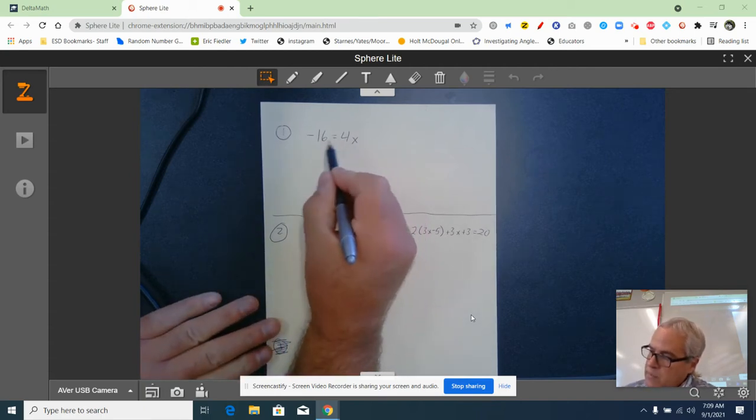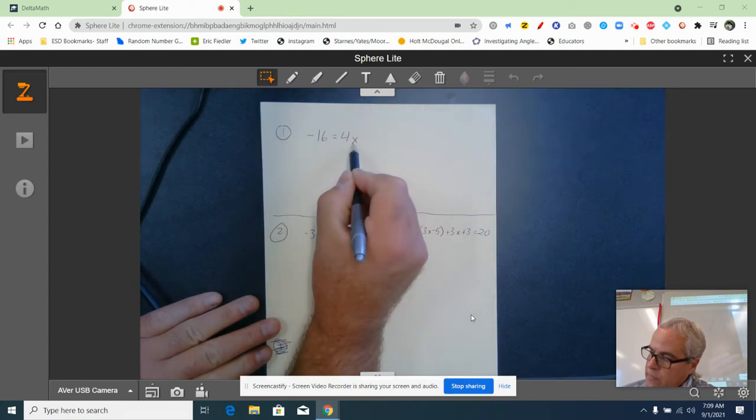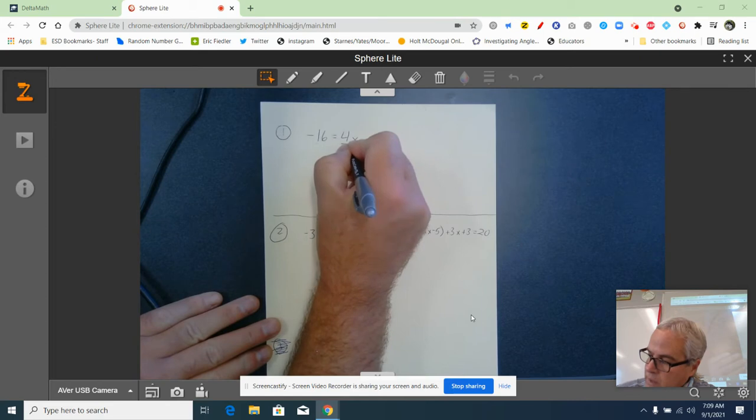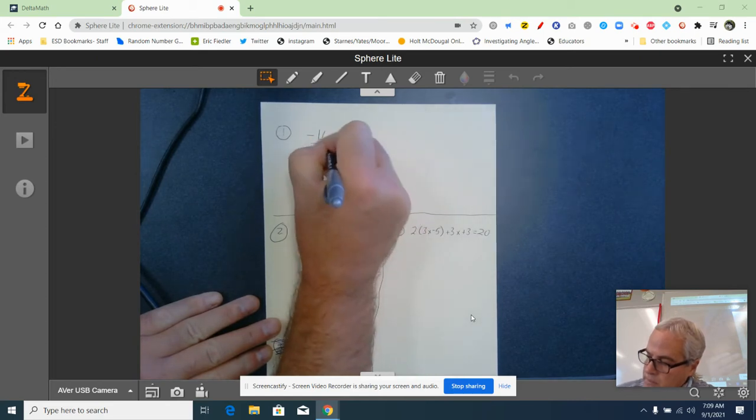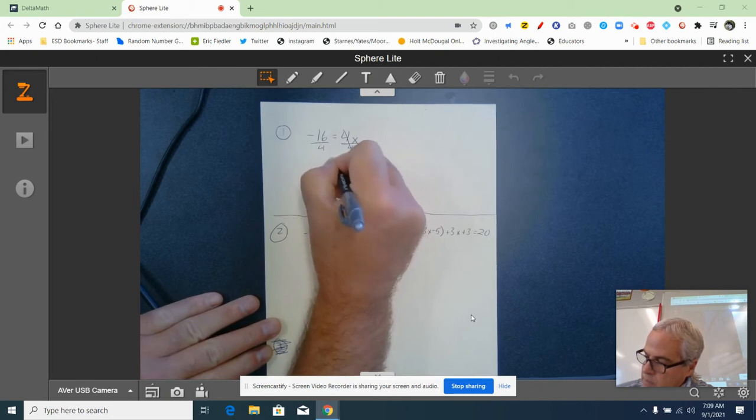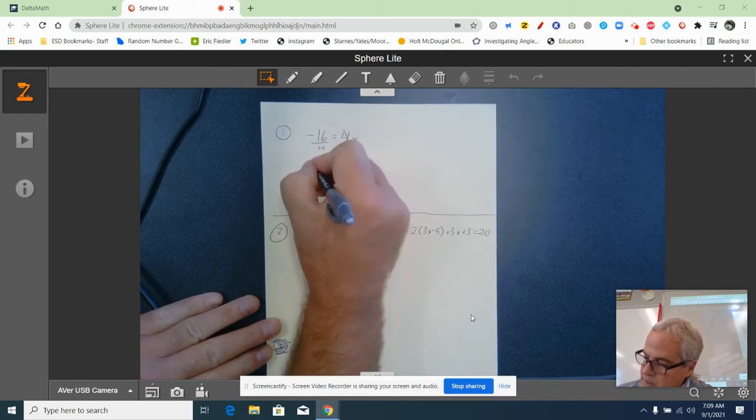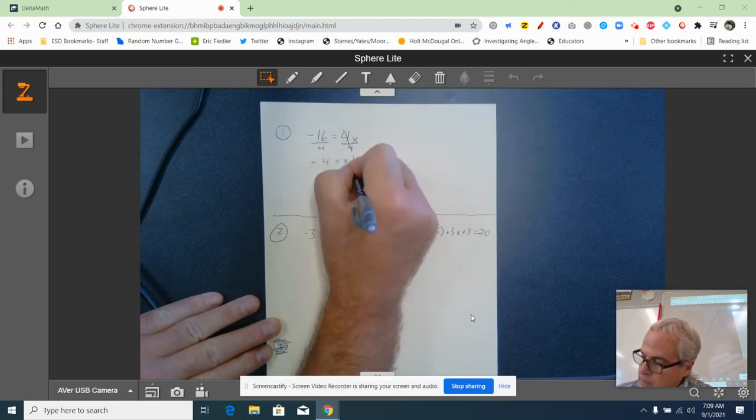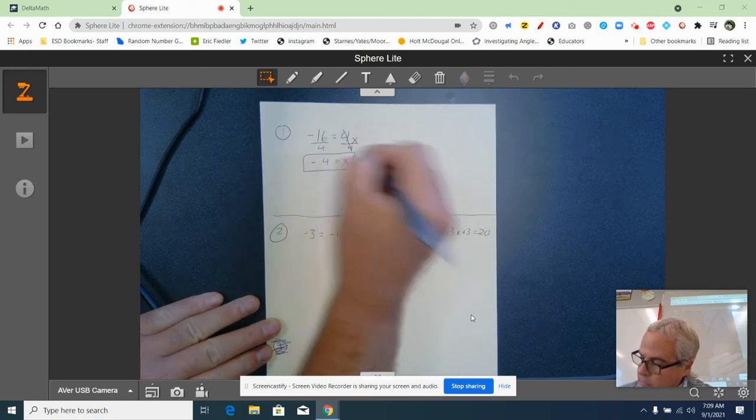Here is an equation. I have negative 16 equals 4x. My first step is to isolate the variable. And so I draw a line. That line represents division. So again, x is equal to a negative divided by a positive is a negative. 16 divided by 4 is a negative 4. And so there's our answer to that first question.